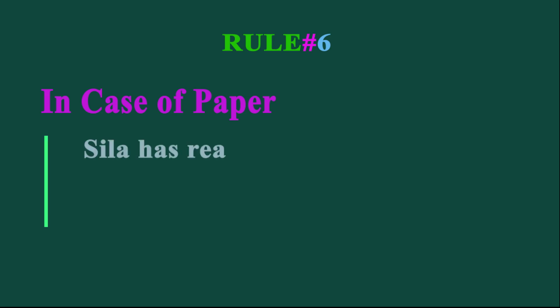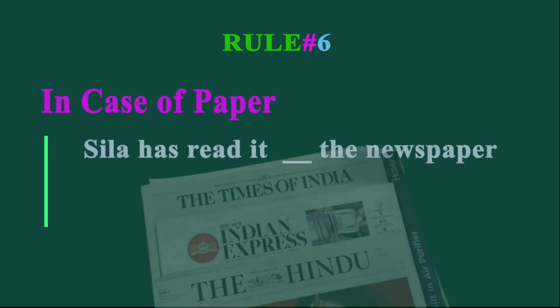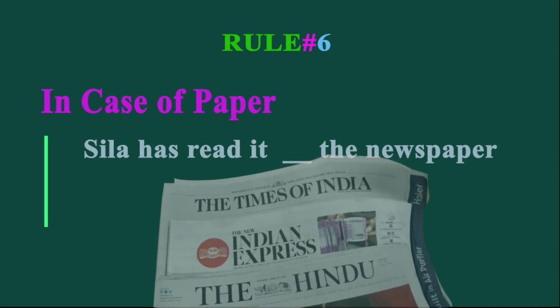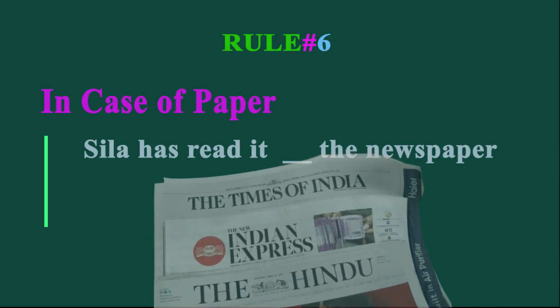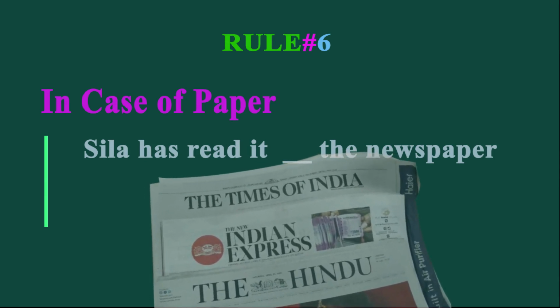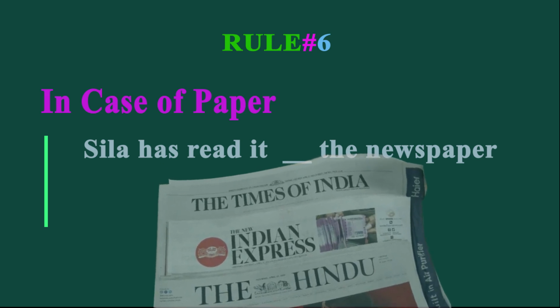Rule 6. In case of paper. We have already learned that when we talk about electronic communication like internet or mobile, we use the preposition on. In case of paper, we will use the preposition in. And we are going to learn this with some examples. Sheila has read it dash the newspaper. A newspaper is one kind of paper. So we will use the preposition in. Sheila has read it in the newspaper.